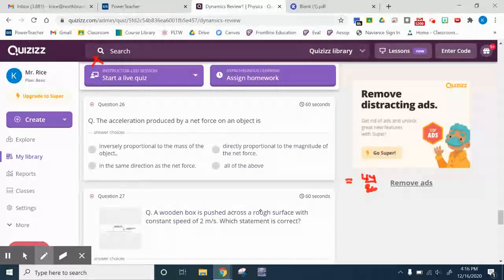Acceleration produced by a net force on an object is, well, let's take a look, inversely proportional to the mass of the object. That is true. As the mass goes up, the acceleration will go down. Directly proportional to the magnitude of the net force. That would mean that as the net force goes up, so does the acceleration. That is also true. In the same direction as the net force. A third thing that's true. So all of these are true.